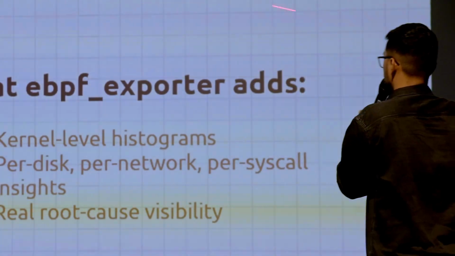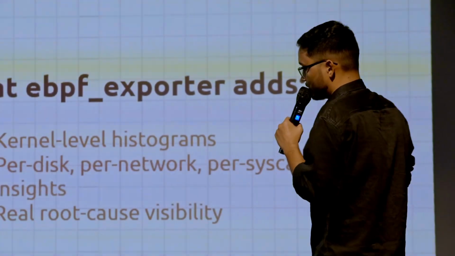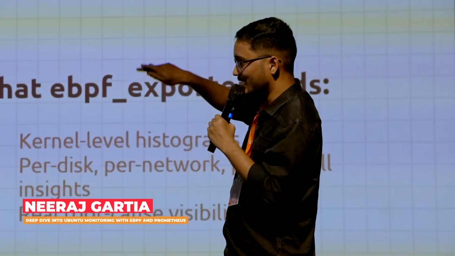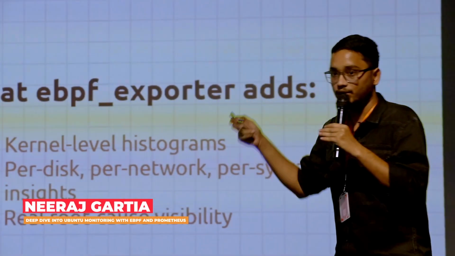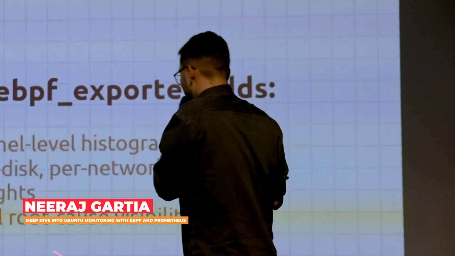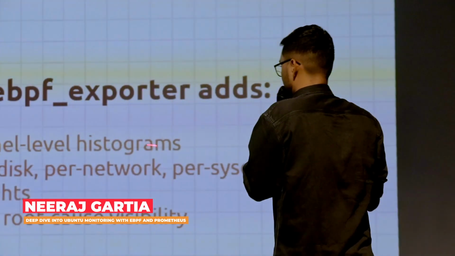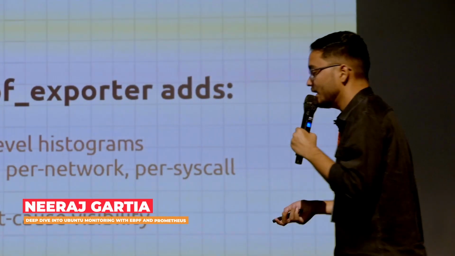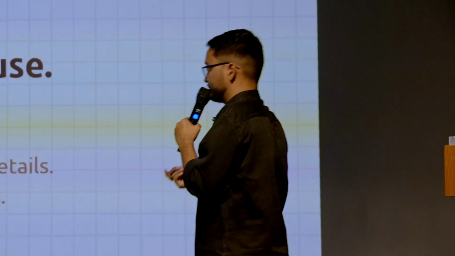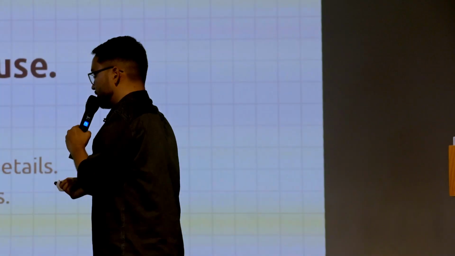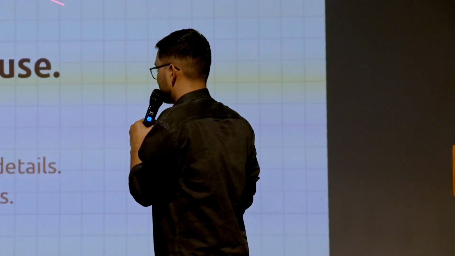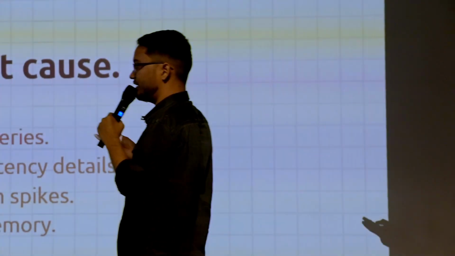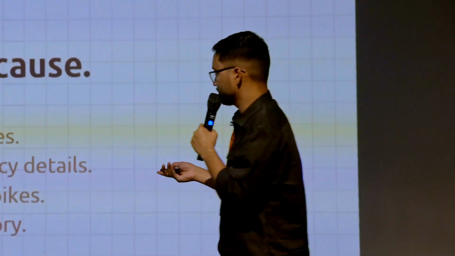But what eBPF exporter adds is kernel level histograms. It gives us histograms so that we can check what the outliers are, and if there is any outlier, what is the reason. These things you can check with eBPF exporter. And we have per disk, per network, per system call insights as well, and you can see the real cause. Since this deeper visibility into the root cause was there, we identified the main issue.